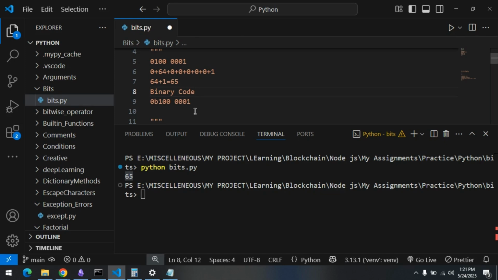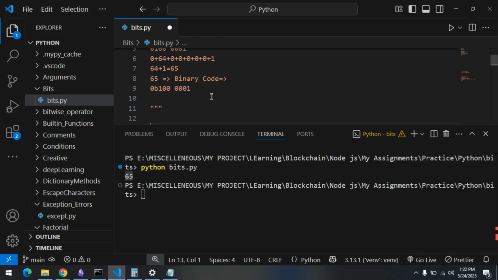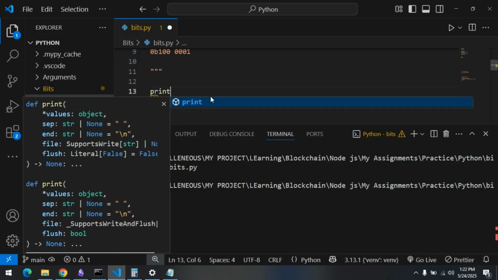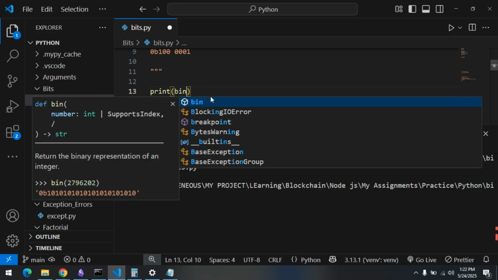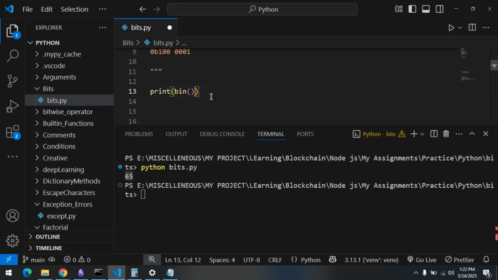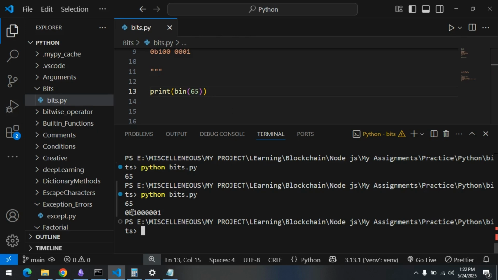Okay, so another way to write this is you can use 0b. B represents binary. Okay, and then copy and paste all of these numbers here. This is your binary code. This is the binary code for 65. Okay, so what we've done here is that we've converted a decimal number into a binary code.